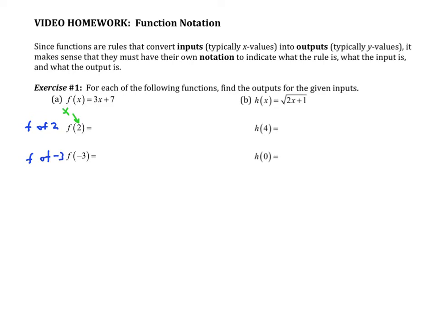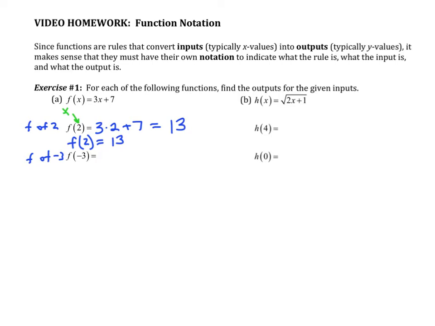So instead of 3x plus 7 right here, we're going to write 3 times 2 plus 7. And 3 times 2 plus 7 is 13. So f of 2 is equal to 13. Now as I look at this, like I said, 2 was my input, 13 is my output. Okay, let's try the next one.